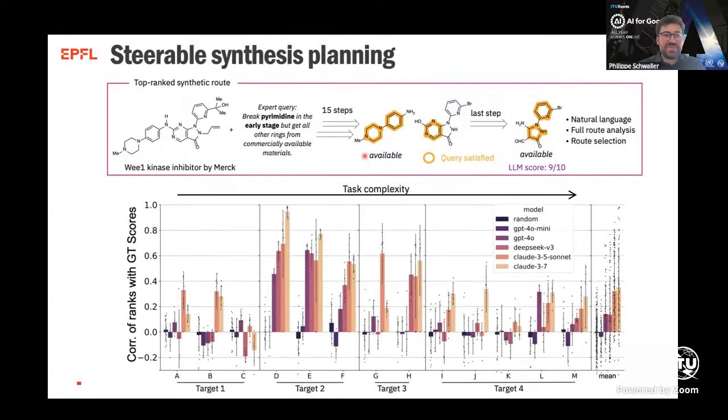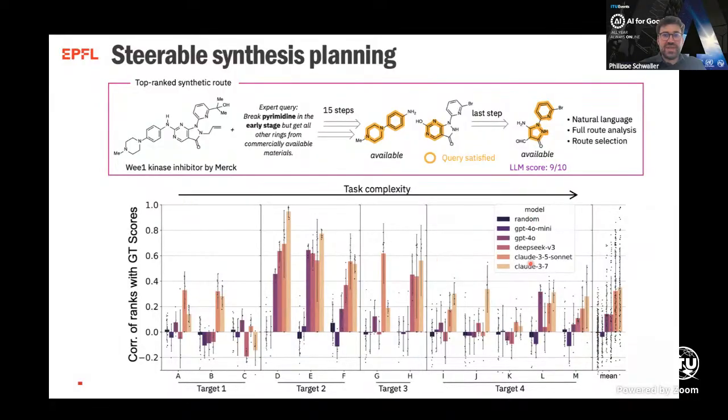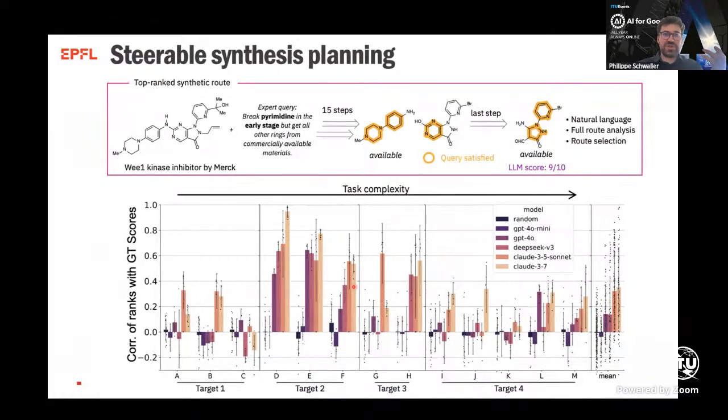And here we have different targets and different prompts, and what we observed is that DeepSeek surprised us with its performance among open source models, and the Claude Sonnet models, even Claude 3.7, are really strong in aligning the prompt description with the actual routes.